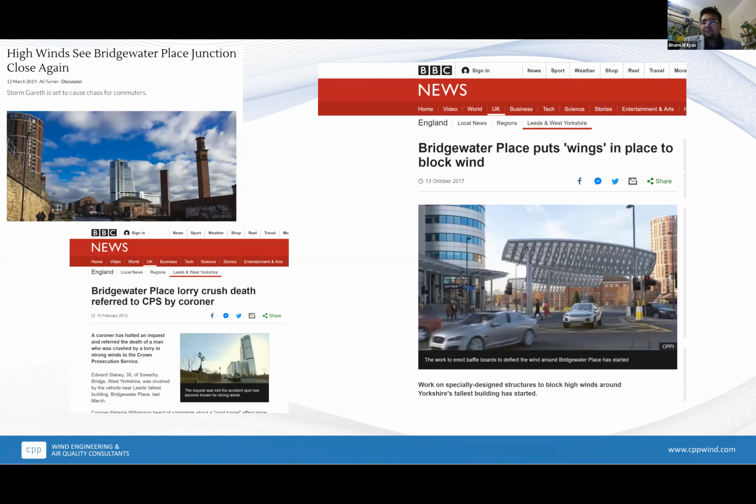These are some clips from BBC and other news sources. What happened? Unfortunately, a person was killed because a lorry got toppled by a gust of wind around this building, and a passer-by was killed. They had to pay a large fee to the council to go back and mitigate this place and find a solution to it. We were later involved, called in as part of the design team to help find a solution.